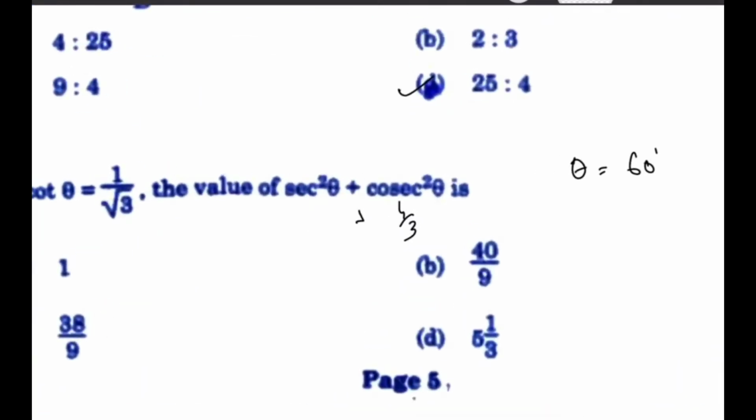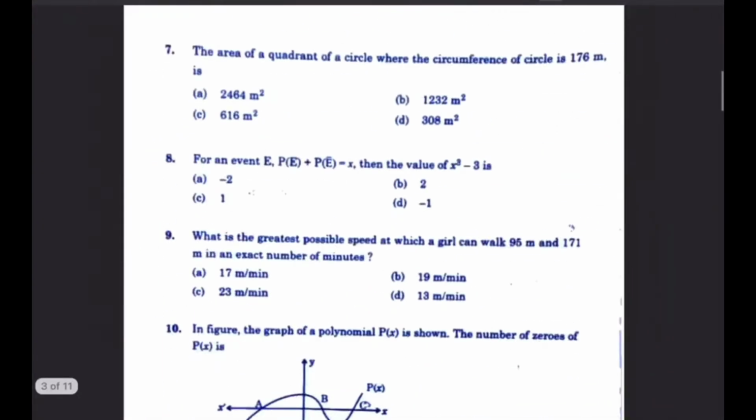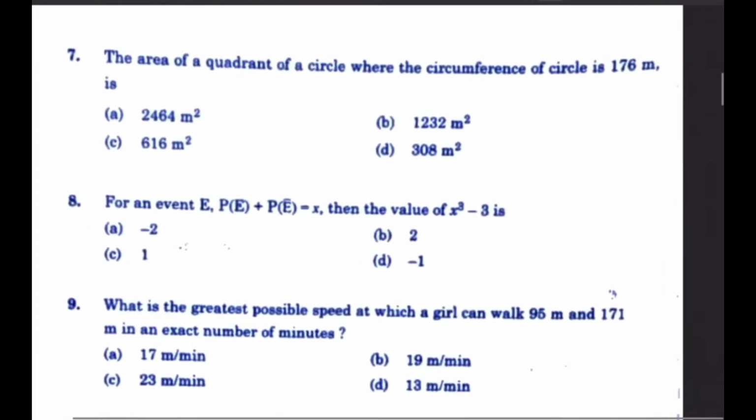Okay, I think I am wrong about this, so I'll change. Cos 60 degree is half, so sec is 2, that makes sec square 4. 16 by 9, do we have it? 16 by 3, do we have it somewhere? Yeah, it's D, fine.